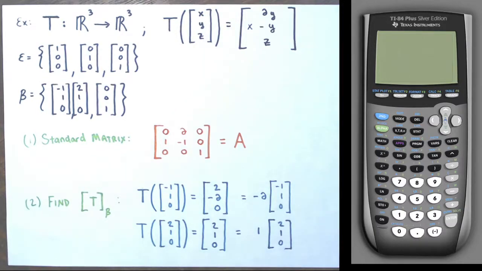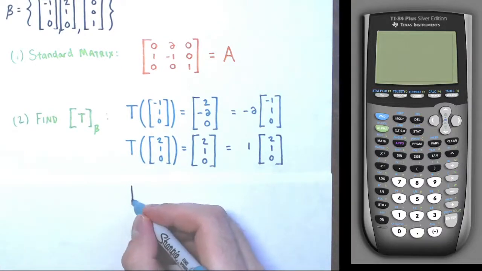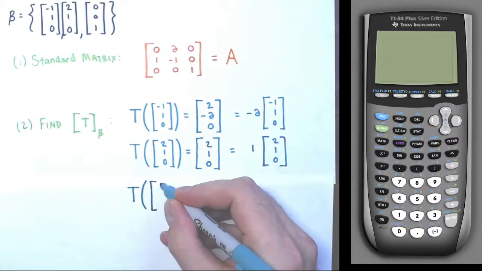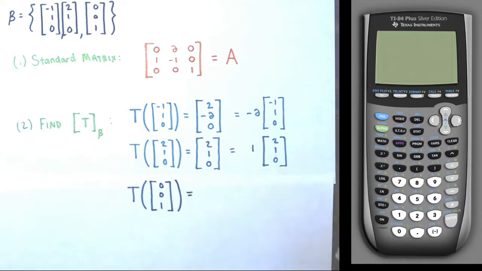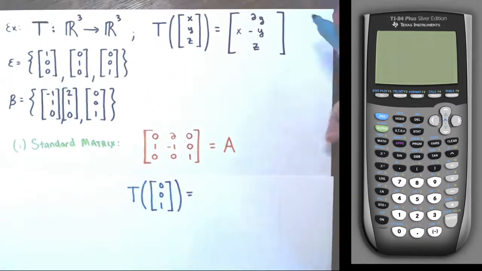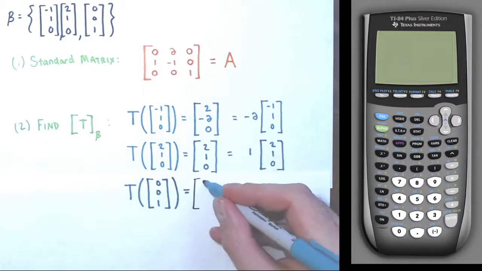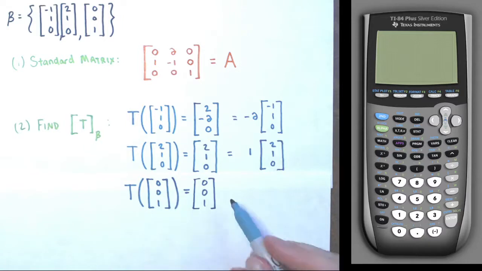Let's see if this trend continues. I mean, I picked this example on purpose. How about what does T do to the third basis B vector, 0, 0, 1? Well, we already saw that. That just gives me the coefficients of z, right? I plug in 0 for x, 0 for y, 1 for z. I have 0 here, 0 minus 0 here, and 1 there. So look at this. Oh my gosh. Another eigenvector, where the output is just a scalar multiple of the input. And in fact, it's just 1 times that input.